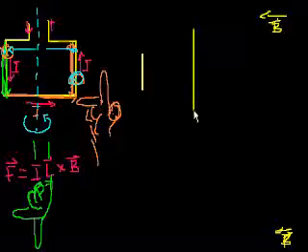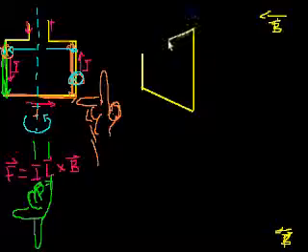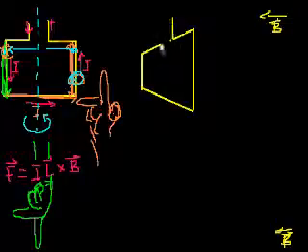I want to draw some perspective. That's why I'm just drawing it bigger. So maybe it looks like that. Maybe my circuit starts to look like that. And I'll redraw my axis of rotation. So this is my axis of rotation.